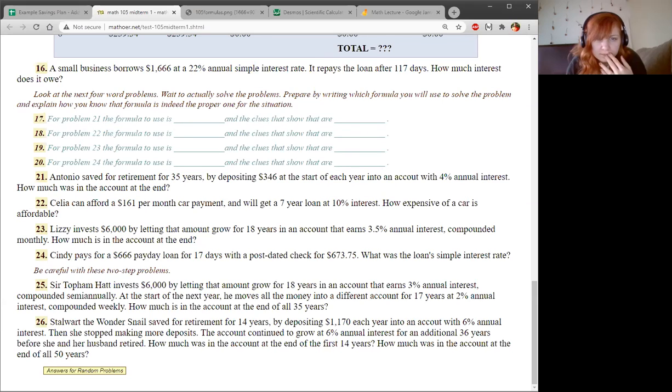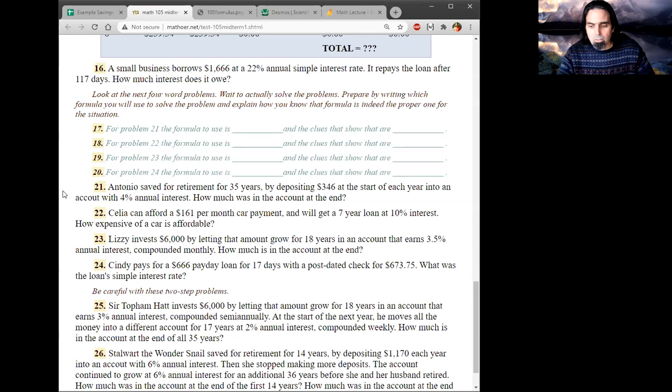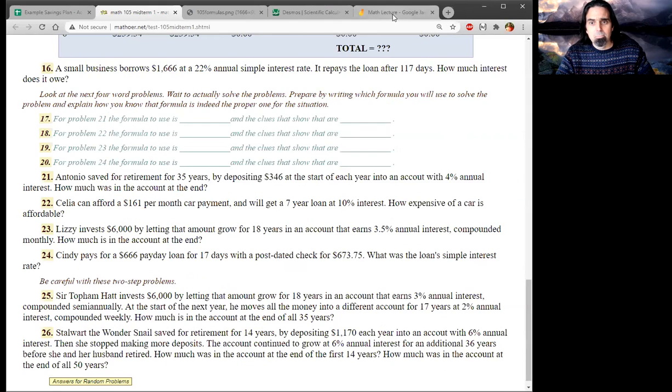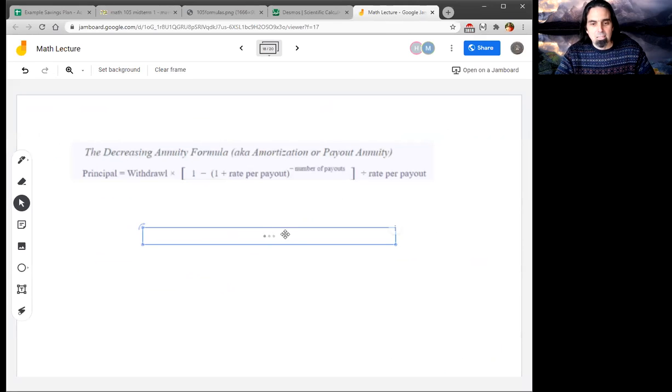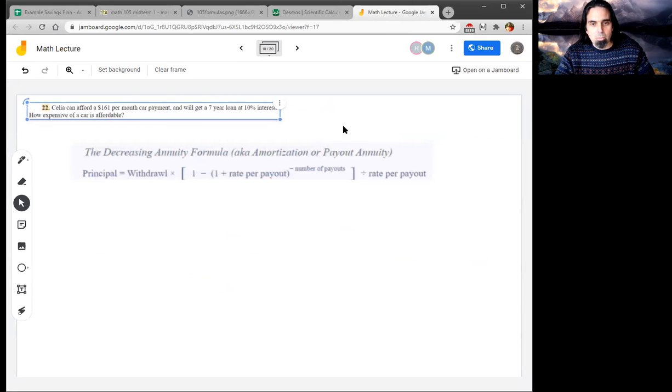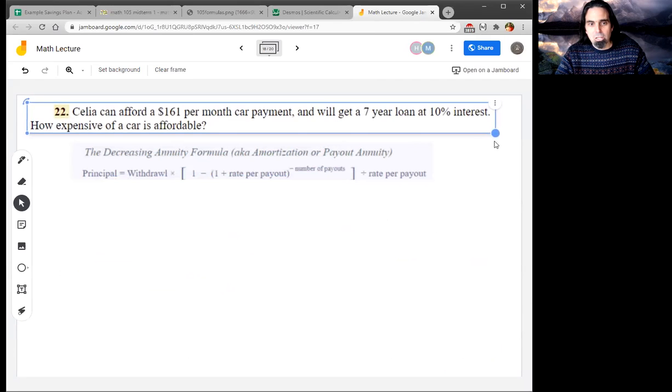I'm going to shrink it a little so I can copy it better, and fix my window. Okay. It'll always say car payment. That's the wimpy way to see.